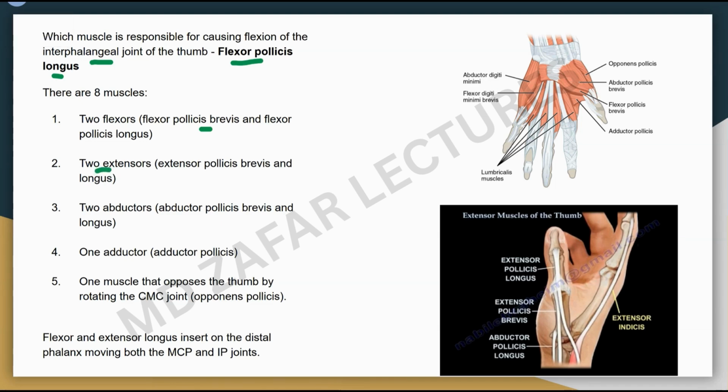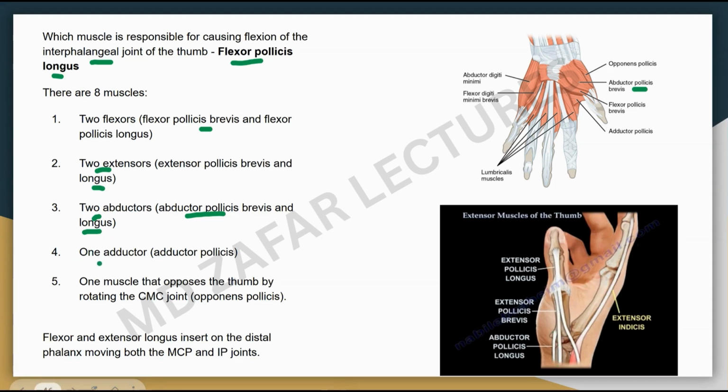We have the extensor pollicis brevis and longus, which are going to be present on the extensor surface, and the longus will be inserted at the distal phalanx and the brevis will be inserted at the proximal phalanx. But then we have two abductors. We have the abductor pollicis brevis, which is part of the thenar group, whereas the abductor pollicis longus is an individual muscle which is present on the extensor aspect of the hand.